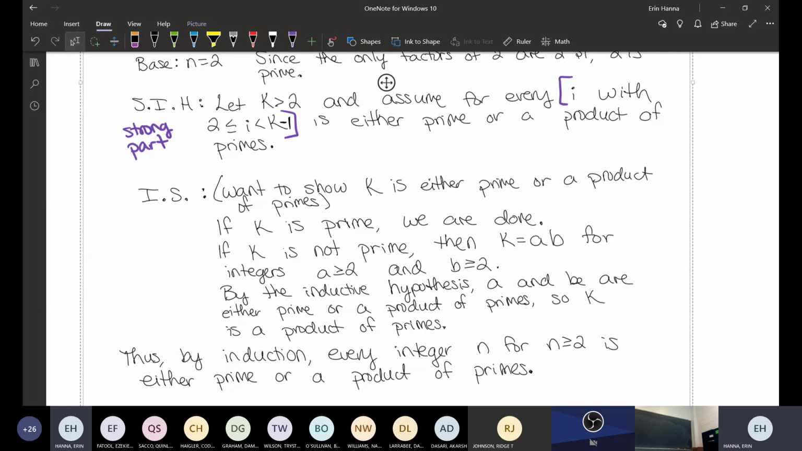The only difference is that we have to assume that it's true for essentially everything under what we're working with instead of just the one under it. Any questions, concerns about that?